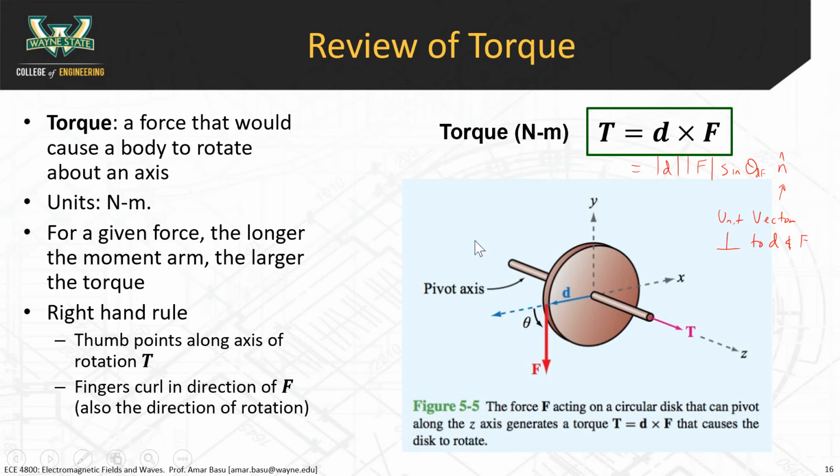The way that you can intuitively think about this is that for a given force, if we keep force constant, the longer the moment arm, meaning the larger the d, the more torque will be applied. Okay? So the same amount of force over a longer d will provide a greater torque. Similarly, if you keep d fixed but you put more force on here, there'll be more torque. All right?